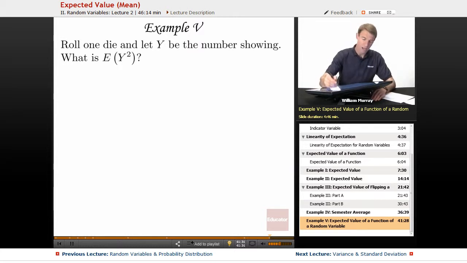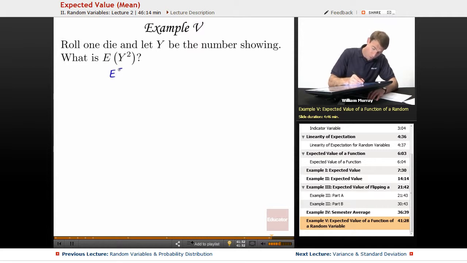In example 5 here, we're going to roll one die and let y be the number showing on the die. We're going to calculate E not of y, but E of y squared. So really this is another test of finding the expected value of a function of a random variable. Let me remind you of the formula for that.